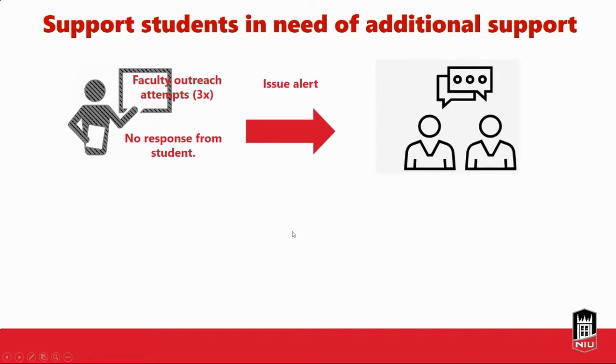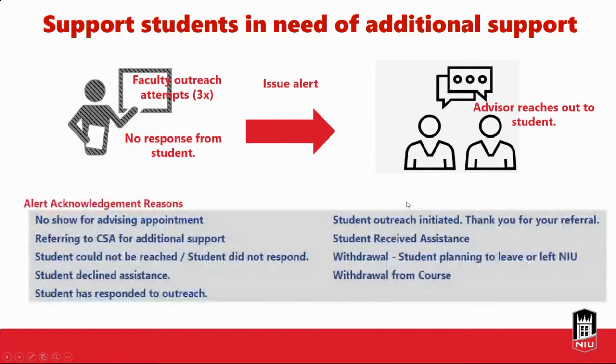issue the alert. What happens when you issue the alert is that the advisor, as well as others from other support areas, such as the Center for Student Assistance, the Chance Program counselor if the student's a Chance student, Honors if they're an Honors student, as well as student athlete academic support, will reach out to the students, and they too will make multiple attempts through different methods: text, email, phone call.